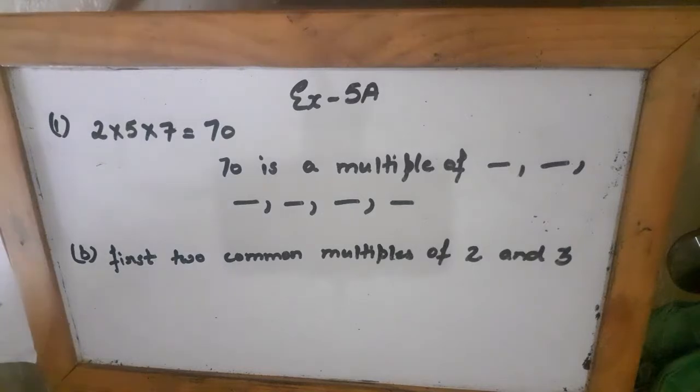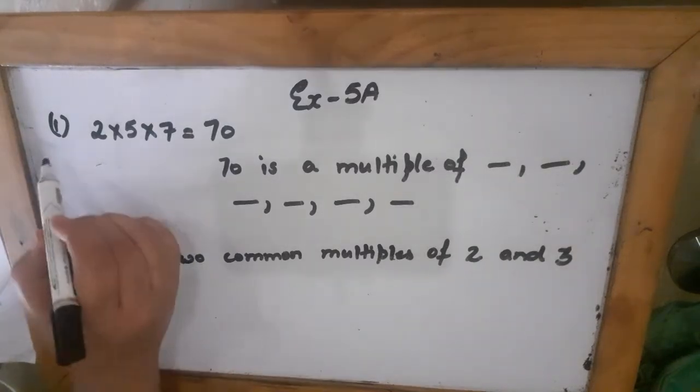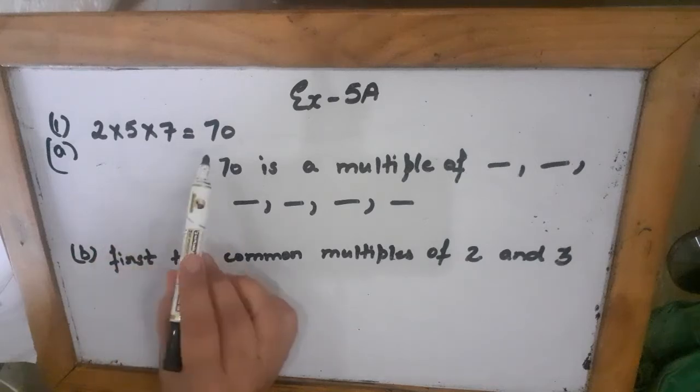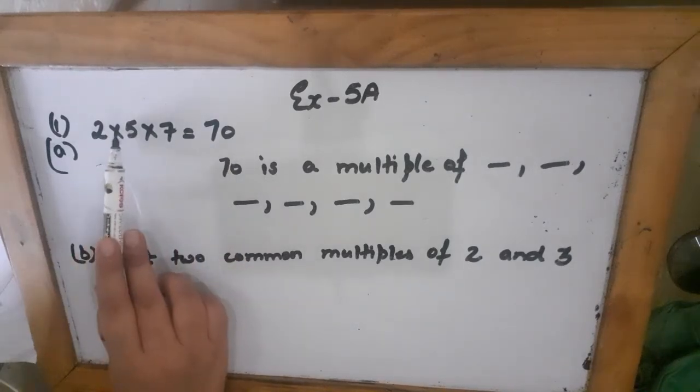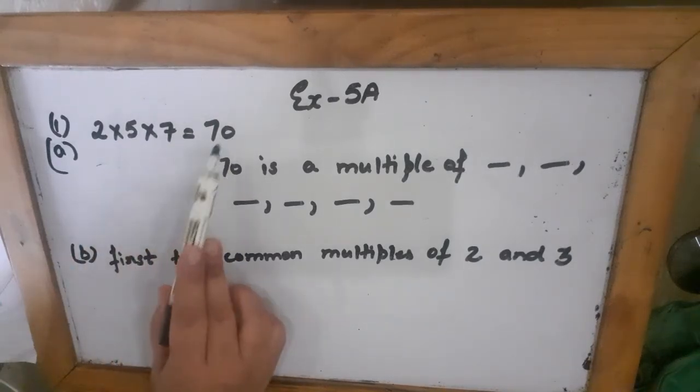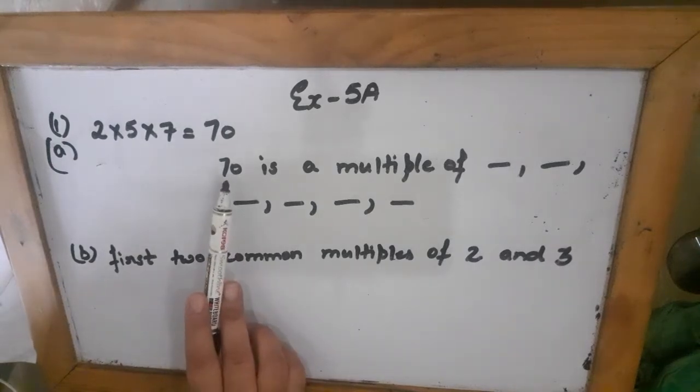Students, we start with exercise 5a now. In the first question, you are given fill in the blanks. You have to fill the blanks. In part A, it's written 2 into 5 into 7 is equal to 70. So 2 5s are 10 and 10 sevens are 70. So they are asking you 70.